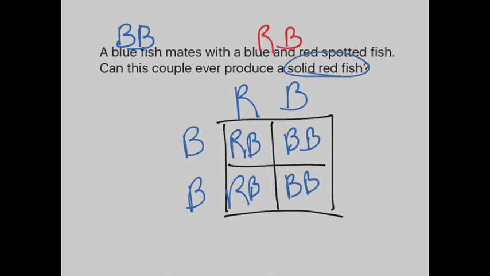So could they produce a solid red fish? That is our final question. No. They have a 0% chance of producing a solid red fish. So a blue fish plus a blue and red fish could not produce a solid red fish.